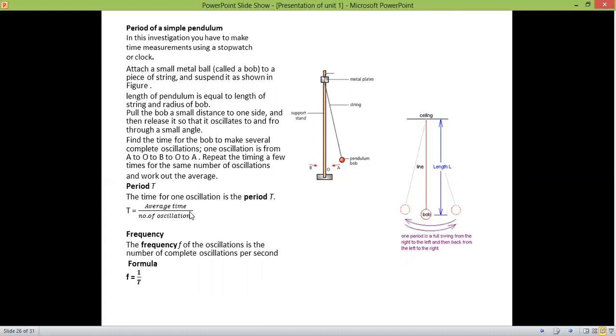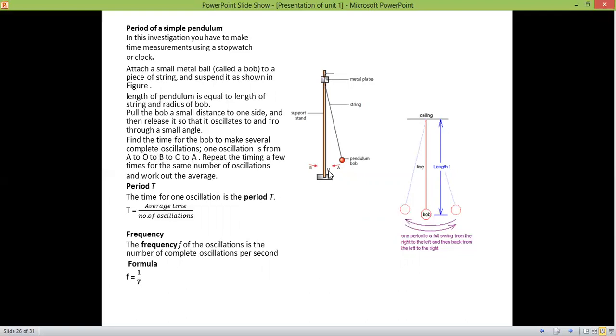The next topic is simple pendulum, and we have to see how to find the time period of a simple pendulum. What is a pendulum? It consists of a string, and the string is attached to a metal bob. The length of the pendulum is marked from the point of support till the center of the bob. So this L is the length of the pendulum, from the point of suspension till the center of the bob.